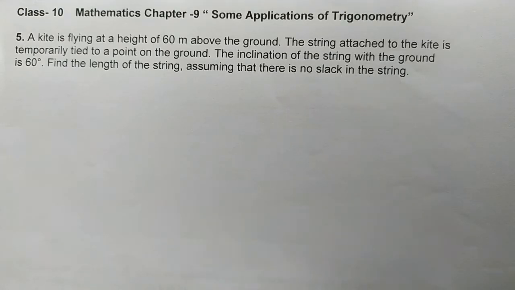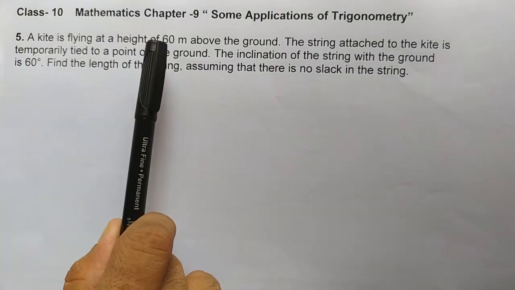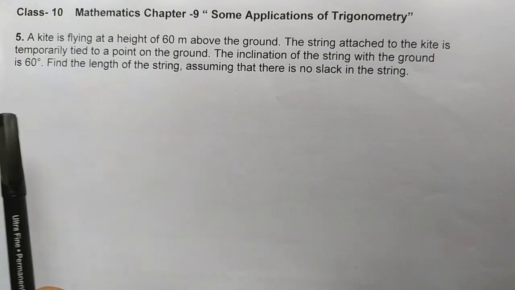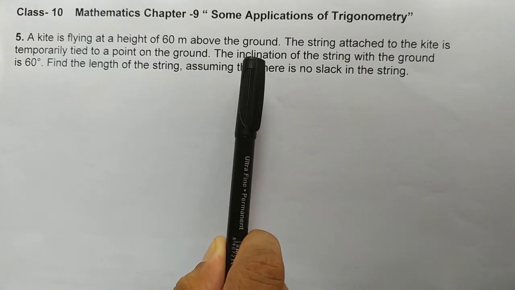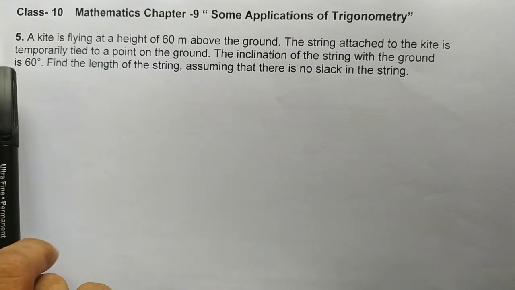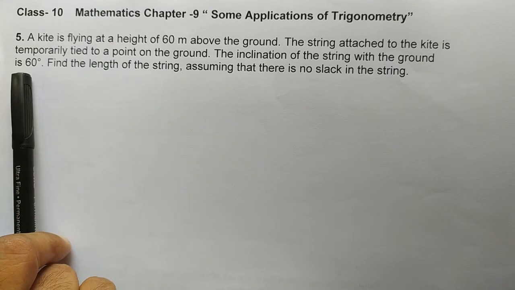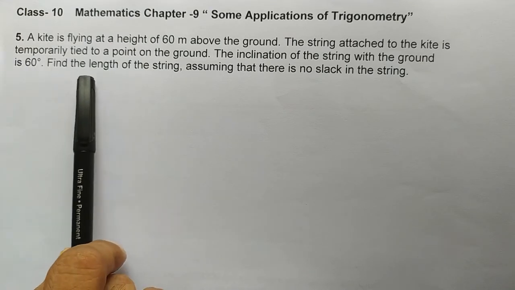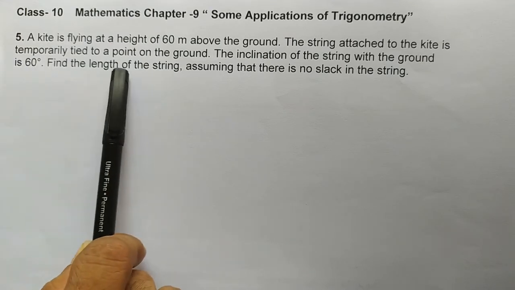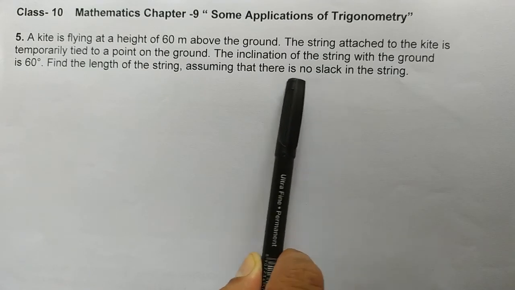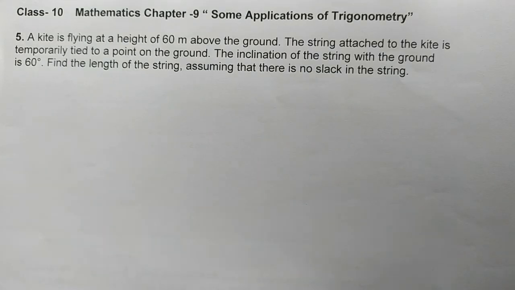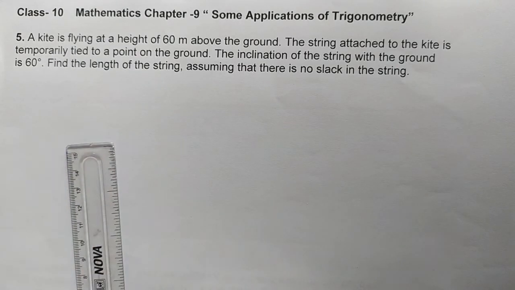So let's first of all understand what is given in the statement. A kite is flying at a height of 60 meter, right? And the string is making an angle of 60 degree with the ground. It is given, and we have to find out the length of the string, assuming that there is no slack. Slack means there is no looseness in the string. String is very straight. So we have to find out the length of the string. So let's draw the figure first of all.